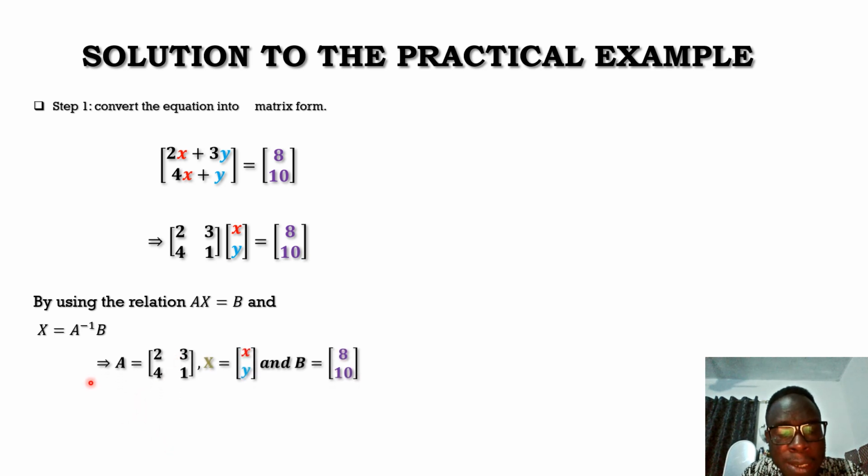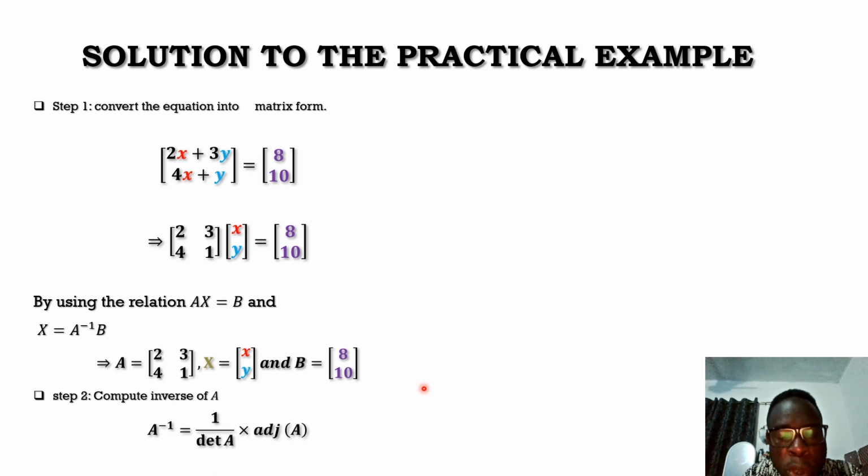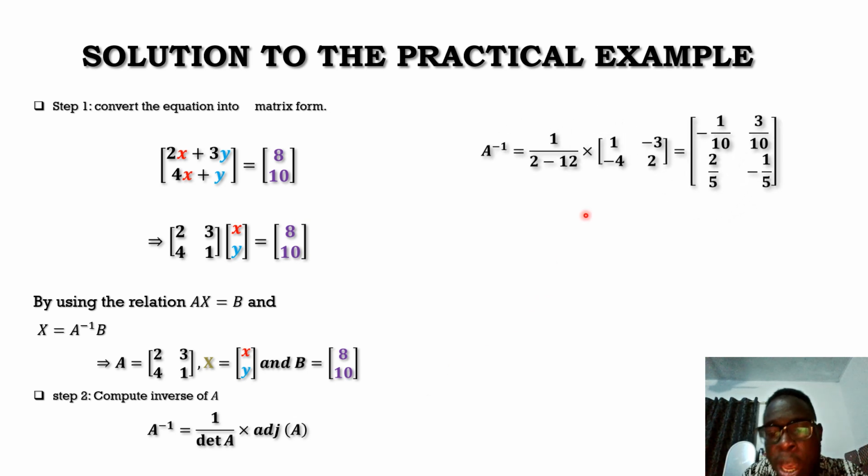So in doing that, my A is this matrix, X is this matrix, and B is this matrix. So I'll compute the inverse of A, which will be equal to 1 over the determinant of A times the adjoint of A. When you find the inverse of A, we are going to get 1 over 2 minus 12, that is the determinant, times the adjoint, changing the position of 2 and 1 and adding negative to the other diagonal. And at the end of it all, our inverse will be negative 1 over 10, 3 over 10, 2 over 5, negative 1 over 5.